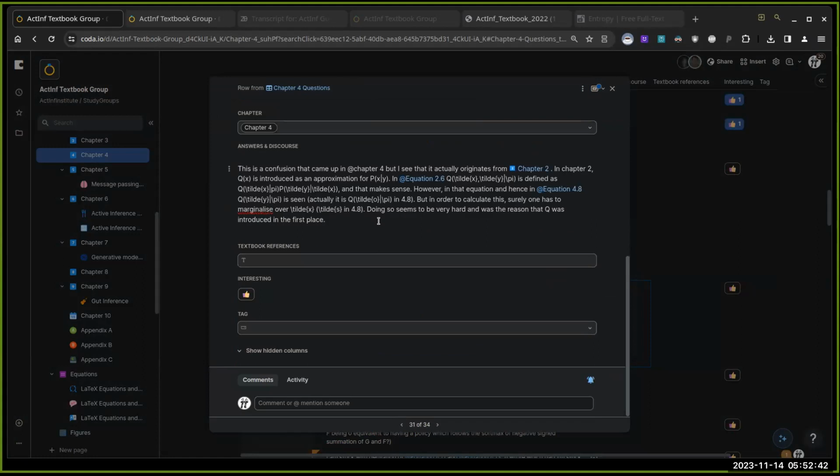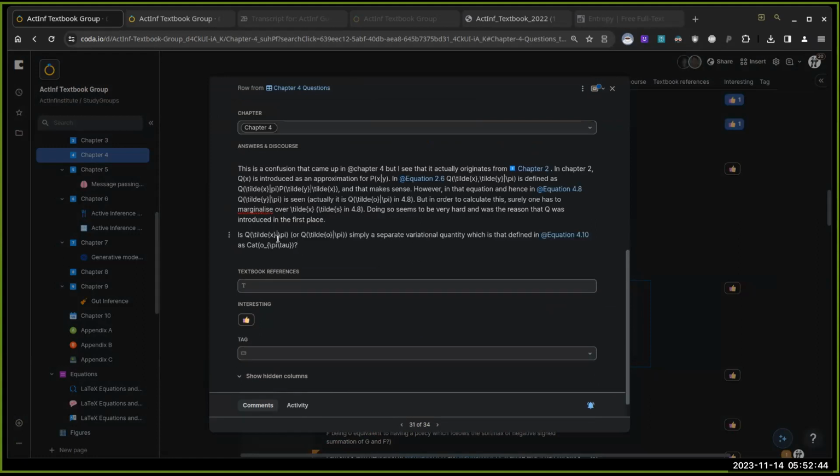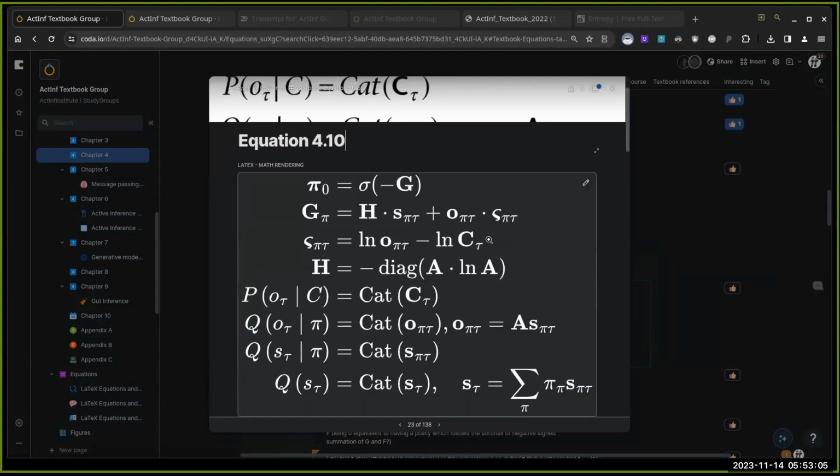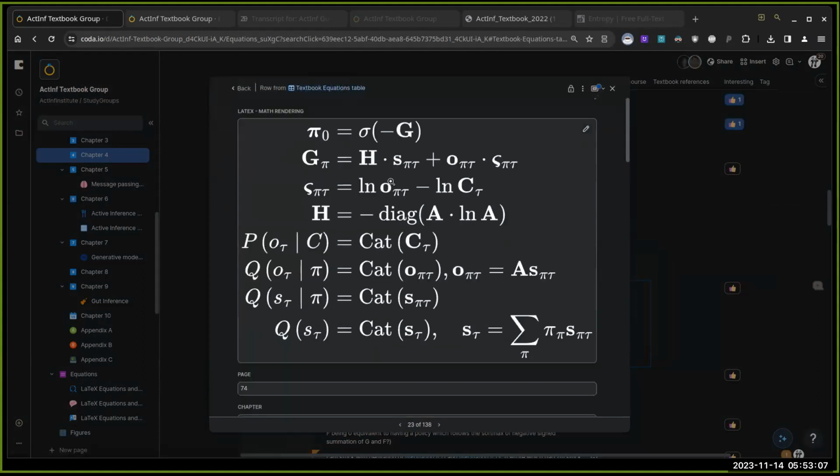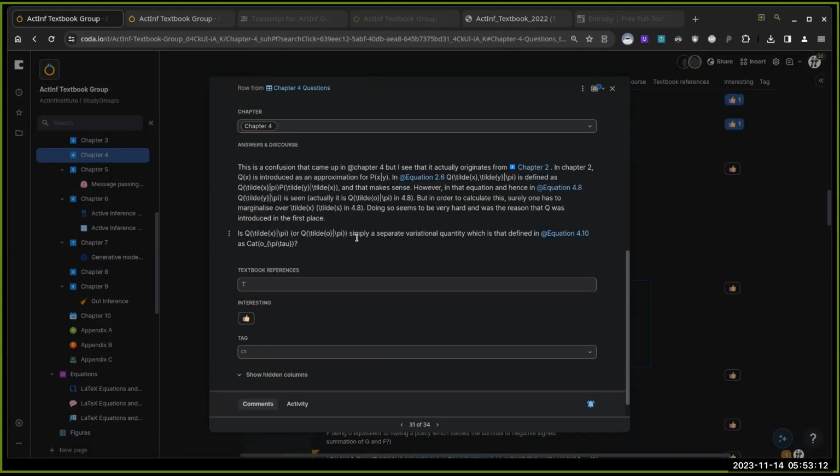So is Q tilde conditioned upon, so is Q of X conditioned on pi, or Q of O conditioned on pi a separate variational quantity, which is defined in 410 as categorical of O sub PT? This one, no, definitely not. It's a separate variational quantity.